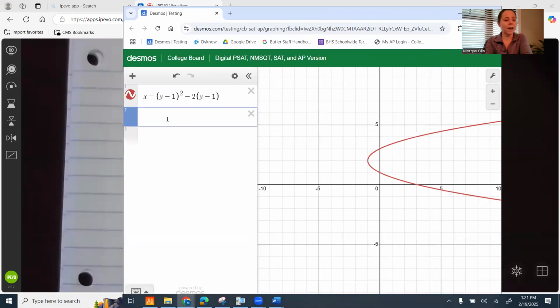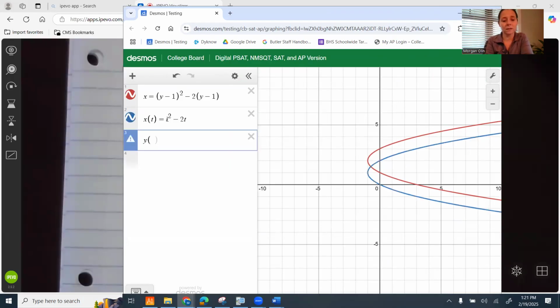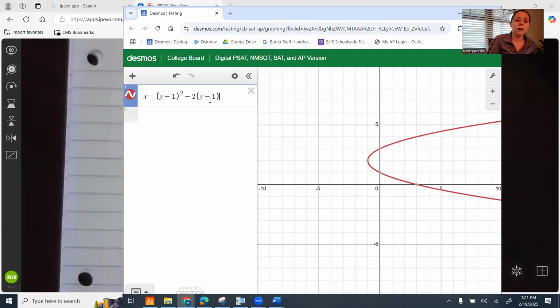We can try to write this as x of t equals t squared minus 2t, and then y of t equals t plus 1. I don't know if that gives us, no, we can't do it that way. I was thinking that maybe we could graph each one of these individually, but it doesn't work for us. But isn't this the graph, and you can see these points. I had that point plotted, and that point plotted.